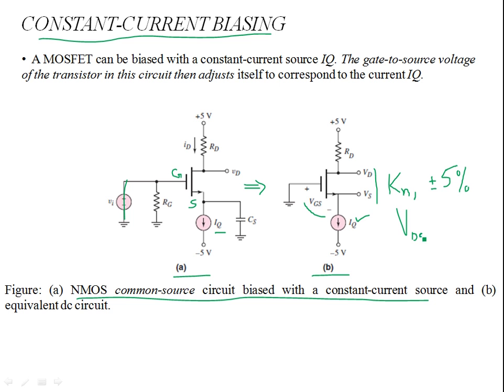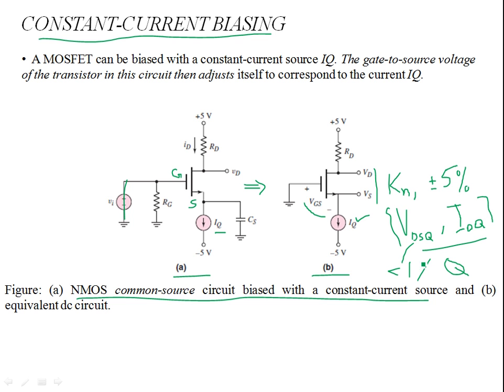Even with the change in the process parameters or the conduction parameters of the transistor, you won't have much change in IDSQ and IDQ. IDQ in this case is the same as IQ. So there won't be much change. Biasing the transistor with a constant current source stabilizes the Q point of the transistor. That's the idea. So even if Kn is varying plus or minus 5%, VDSQ might vary less than, call it, 1%.